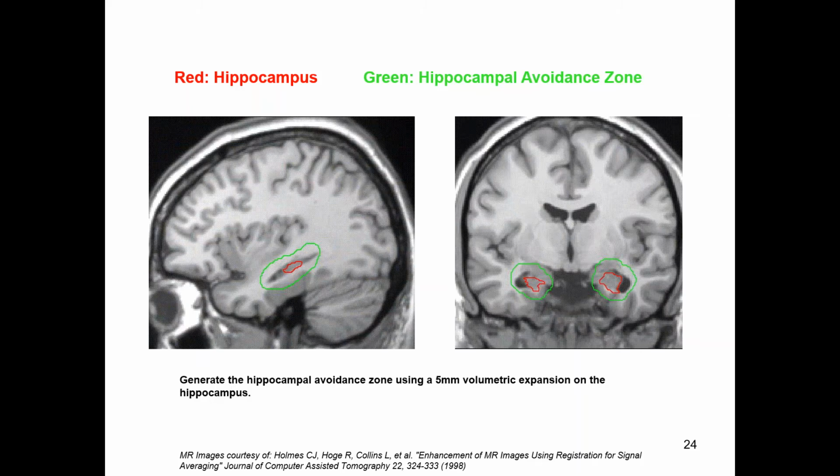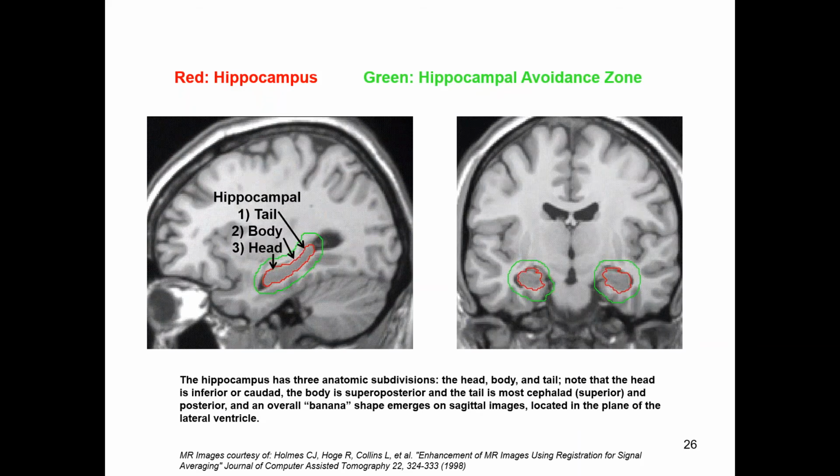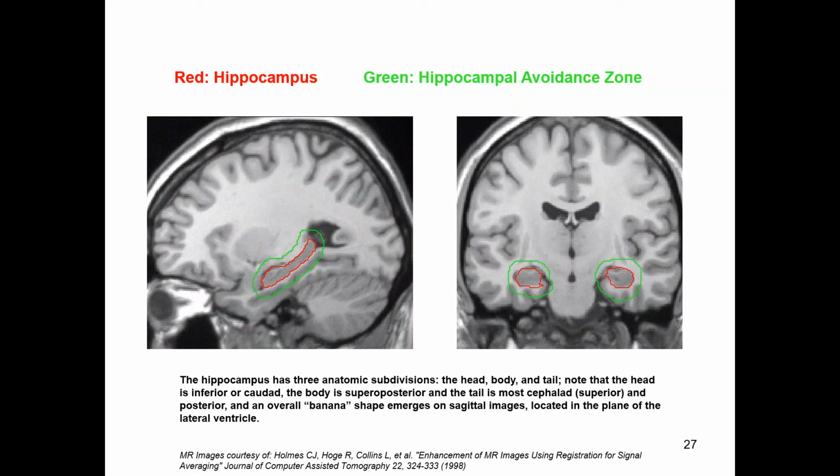Oh, that's how you look at it sagittally and coronally. So the red one is the hippocampus, and this is the 5 millimeter expansion around it. Okay, perfect. So we can go back to the slide. Sure thing. Okay, perfect.